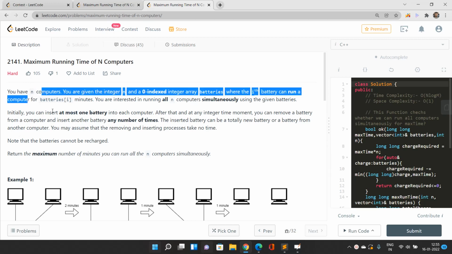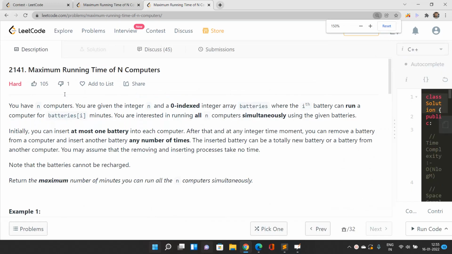We have n computers, and we are given the integer n, which is the total number of computers, and a zero-indexed array of batteries where the ith battery can run a computer for batteries of i minutes. So there will be an array given to us, the batteries, holding the minutes for a particular battery that can be used.